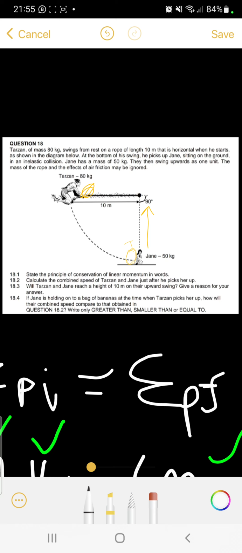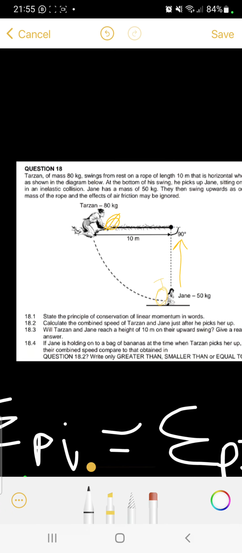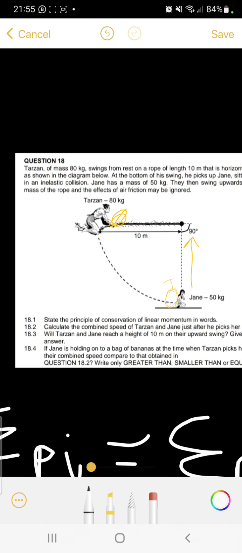In the information box, they've actually given us the answer. They said that this is an inelastic collision. If it's an inelastic collision, it means that obviously they won't reach the height that was initially there. In an elastic collision, the kinetic energy is also conserved, not just the momentum. So they won't reach that height because this is an inelastic collision.